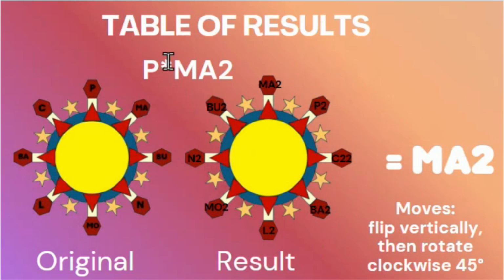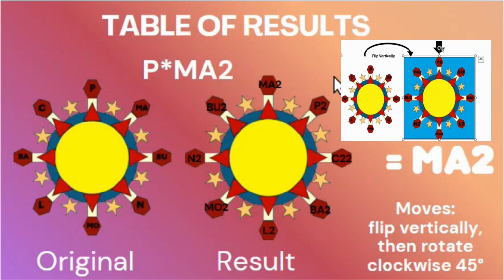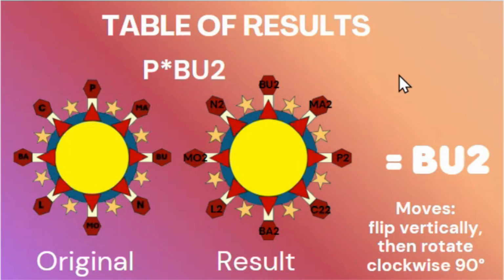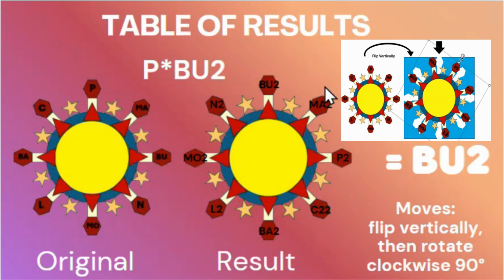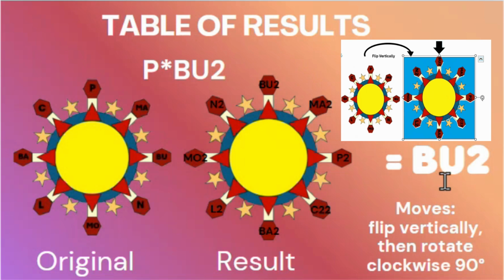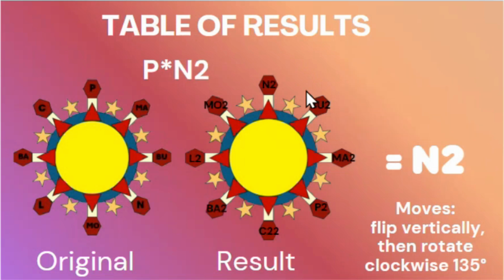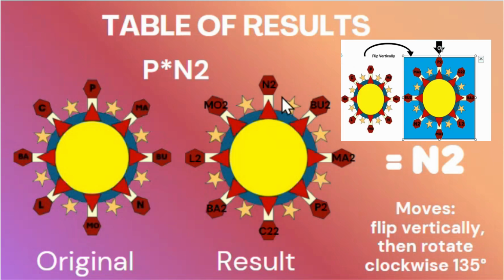Then for P star MA2, we need to flip vertically, then rotate clockwise 45 degrees. As you can see, here is the MA2. So the result is MA2. For P star PU2, we need to flip it vertically, then rotate clockwise 90 degrees. So the result will be PU2. And then for P star N2, we need to flip it vertically, then rotate clockwise 135 degrees. So the result is N2.